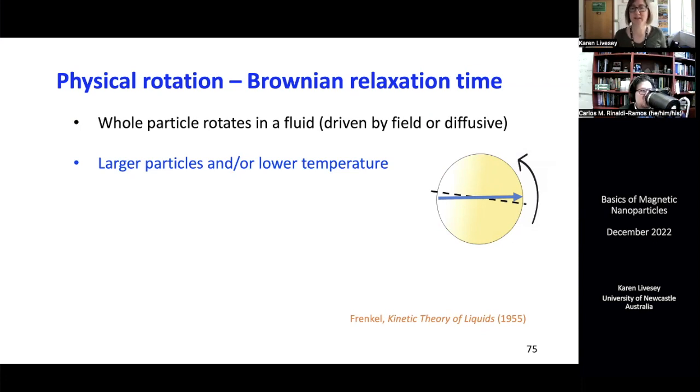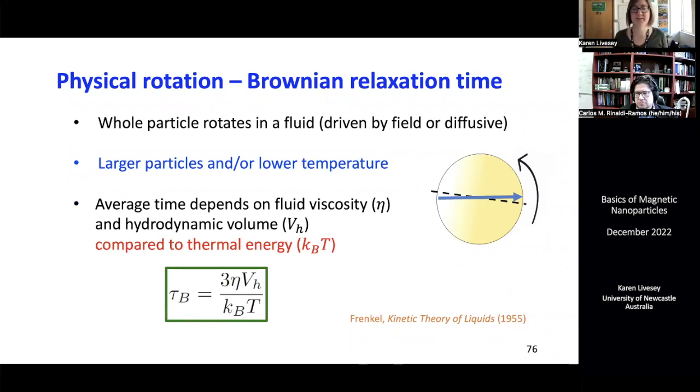This is typically the relaxation mechanism which dominates for larger particles. Then the Néel relaxation is suppressed and Brownian takes over, or at lower temperatures. So remember, at lower temperatures, the particles become blocked. The anisotropy barrier is just too large to surmount. And so in that case, Brownian may be the only relaxation mechanism that's available to the particles.